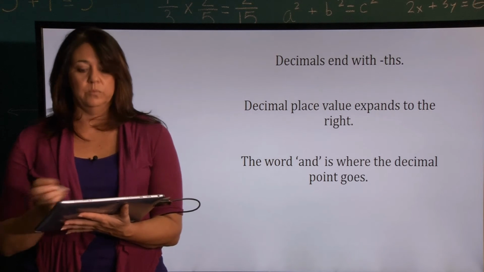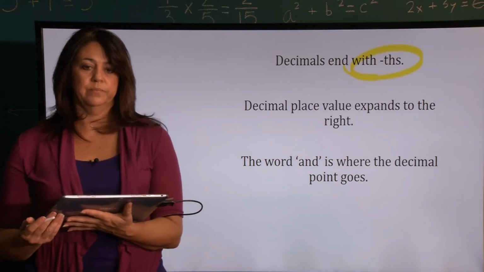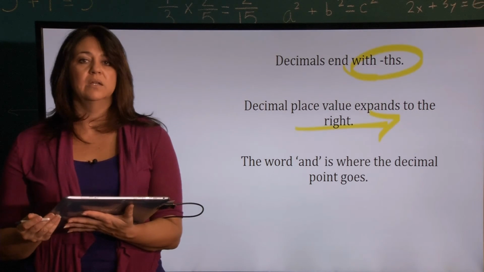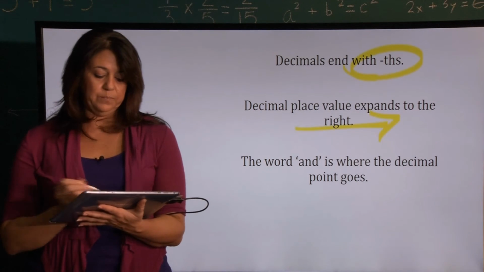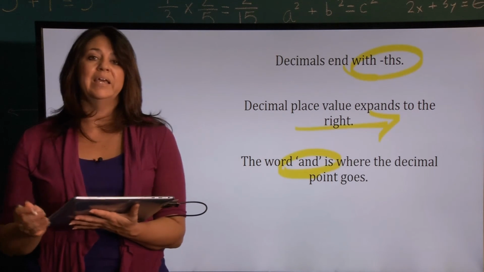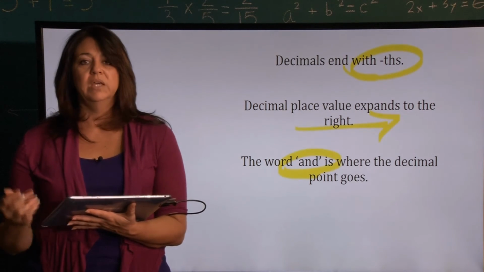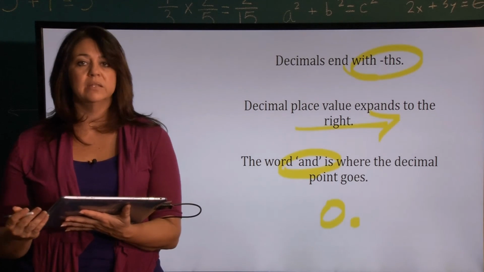When you're writing your decimals, make sure they're ending with that THS. Keep in mind that decimal place value expands to the right, and if you're not sure about the place value, please review that video. If you have the word "and", that's your clue to know where the decimal point goes. If you don't have the word "and", start with 0, then the decimal point.